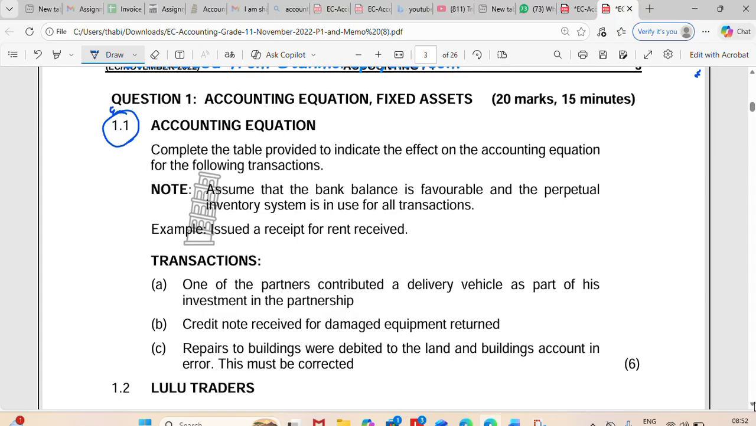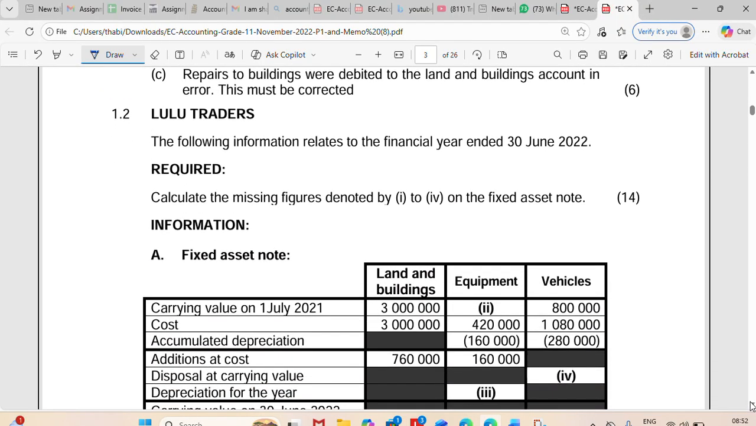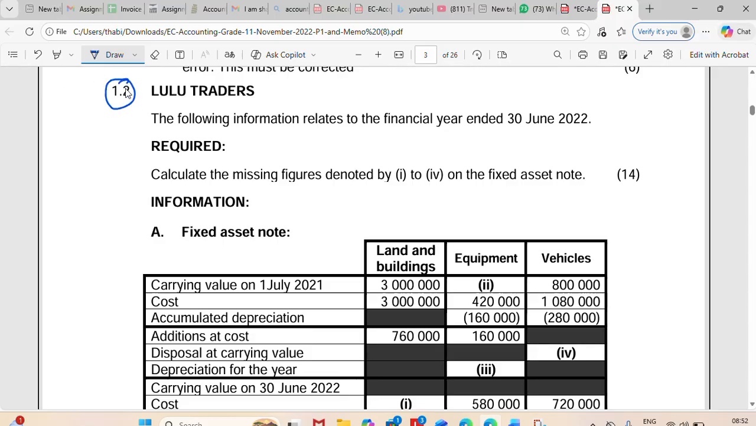On our side, we're not interested in that. We're going to go to 1.2. In 1.2, we're given Lulu Traders, the name of the business. The following information relates to the financial year ended 30 June 2022. It is very important in accounting to always note the year end. If the year end is on the 30th of June 2022, it means our accounting period started from when? 1st July 2021.